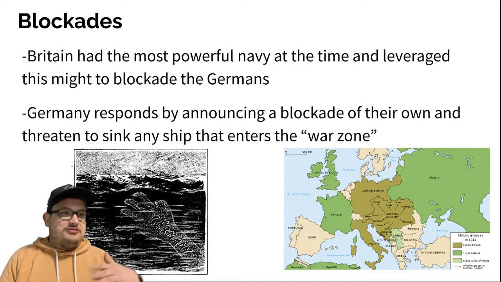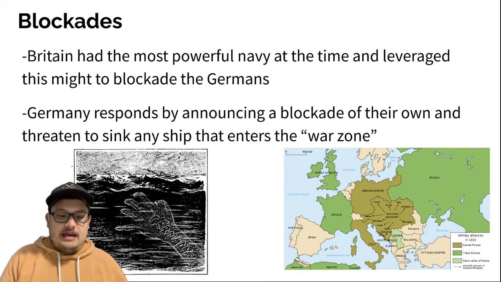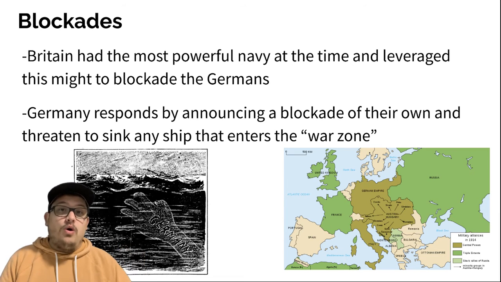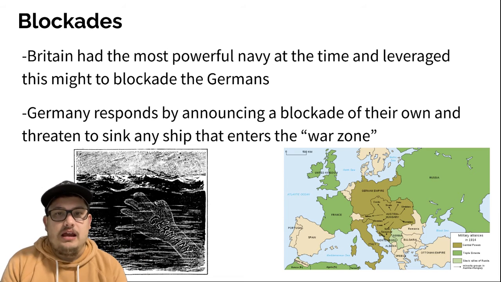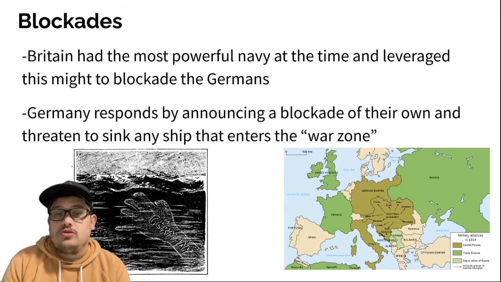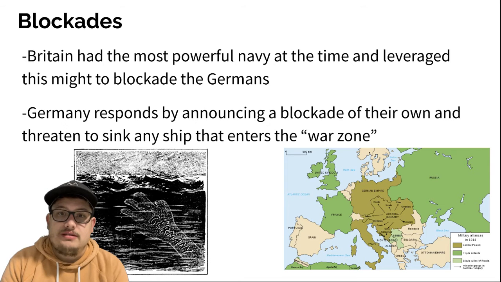Now, Germany doesn't like that, so they respond with their own blockade of Britain, and they threaten to sink any ship that enters into what is called the war zone. And I want to set the scene here for both World War I and World War II. There are going to be U-boats used by the Germans, so submarines, and they're going to use that to their great advantage in really interrupting and destroying a lot of shipping going on.